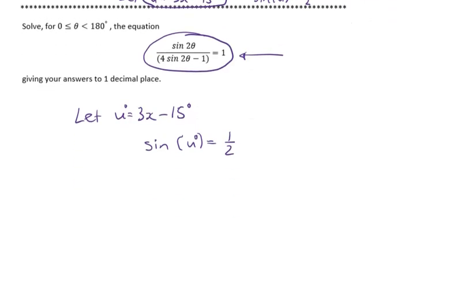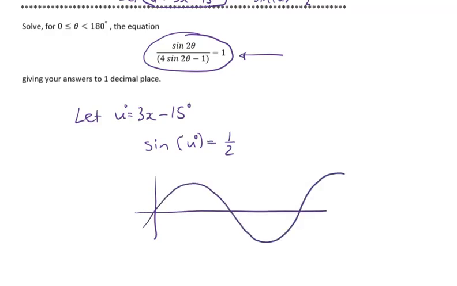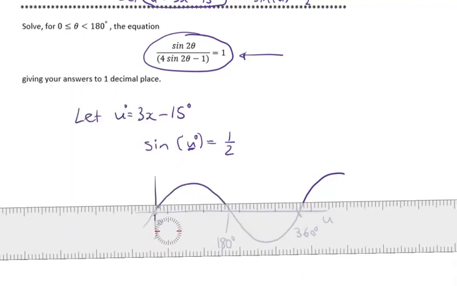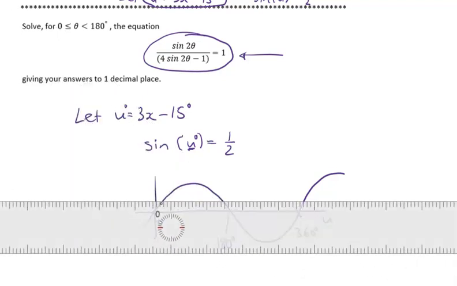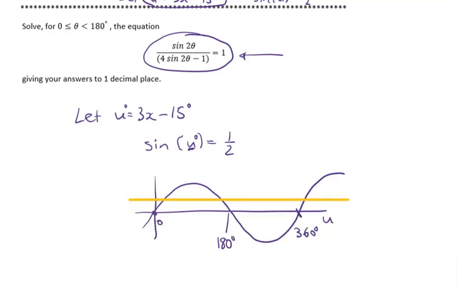And now I'm going to draw a sketch of my basic sine function. So here it is. This is 0, this is u, and when I'm working in degrees, this point here is 180. So the period of the sine function is 360 degrees. We're trying to find the values of u that give me sine of u equals 1/2. So we take our ruler and we put in a line somewhere. Right, so my first value is here and my second value is here.